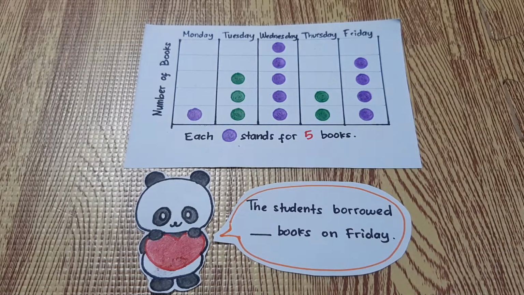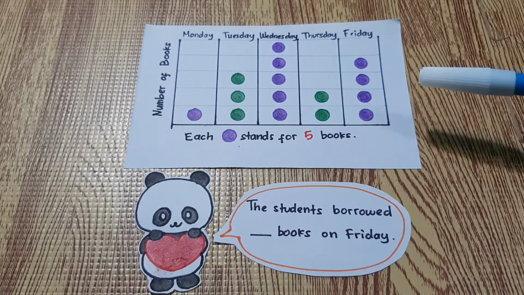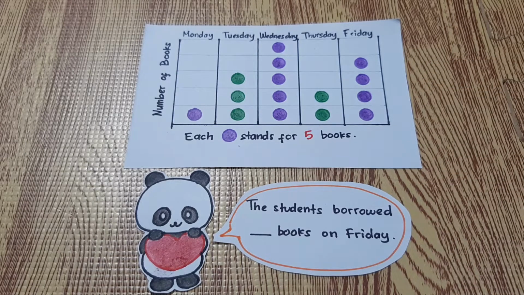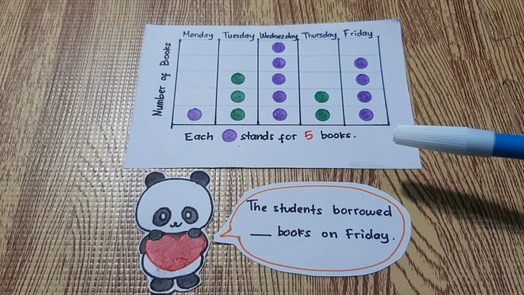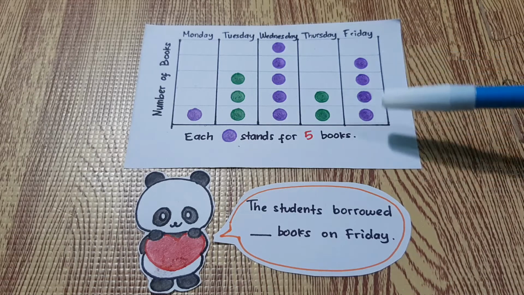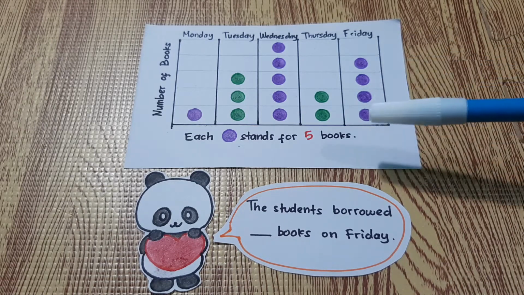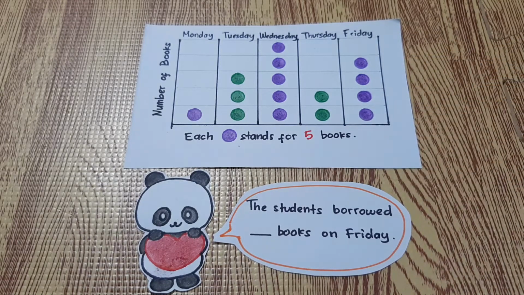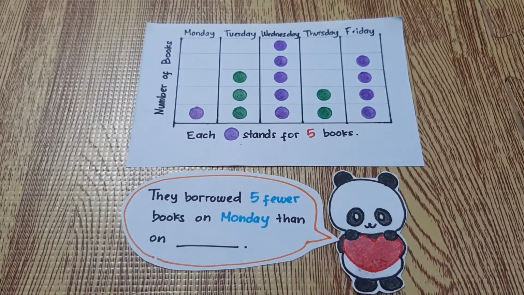Okay, so again, if you don't know the number of books, you have to look at the graph. But if you know the number of books, like in the previous question, you have to divide it by 5. But in this part, because you see from the graph that there are 4 circles, you have to multiply instead. So 4 times 5 equals 20.